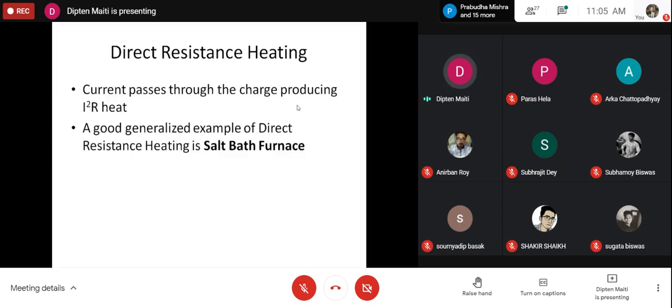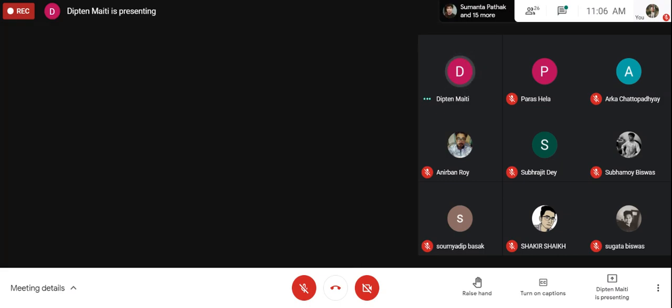So direct resistance heating is when current passes through the charge, and due to that I square R heat is produced in the charge. A good, generalized example of this direct resistance heating is the salt bath furnace. Okay, how much time do I have? Okay, I have time. So we will discuss the salt bath furnace here. That is one example of direct resistance heating.